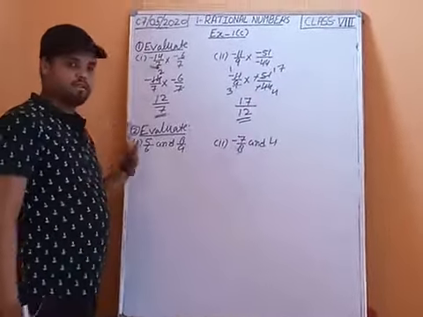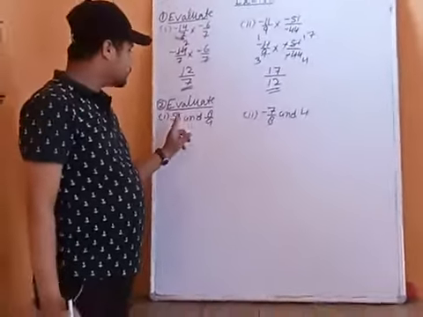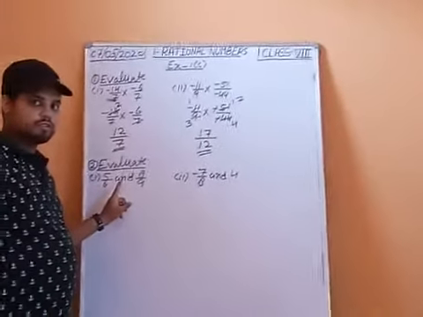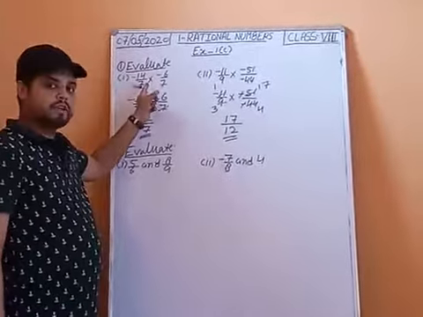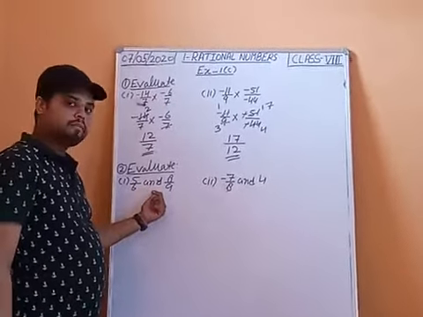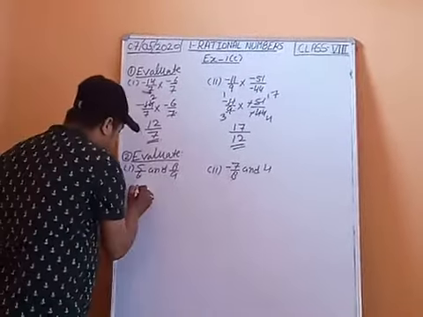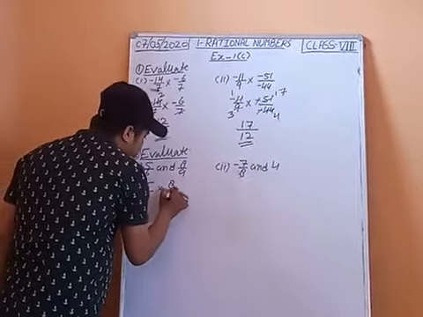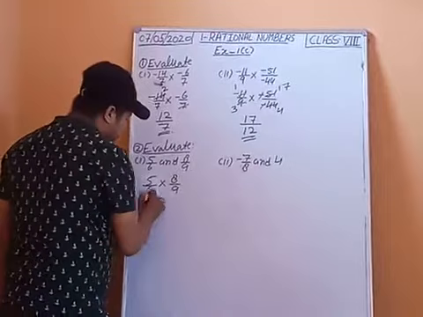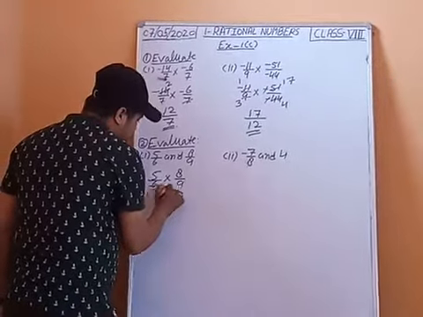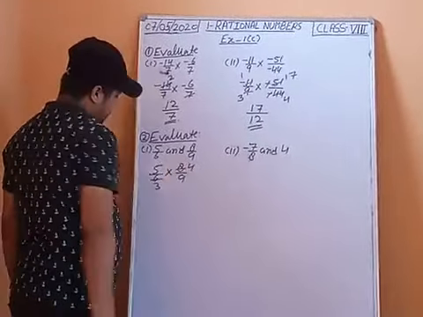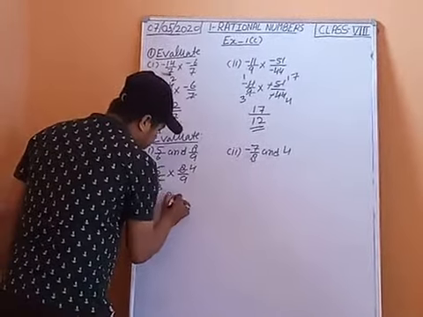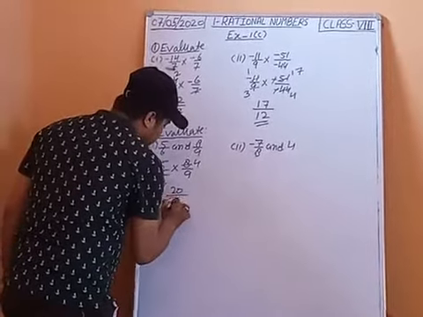This second sum, evaluate. This sum is also the same. But what is the difference? Here 'and' is written in the question, but here it is direct multiply. So in place of 'and' we will write multiply first. So 5 upon 6 multiply 8 upon 9. Divide: 2 3s are 6, 2 4s are 8. Not any other number. So 5 4s are 20, 9 3s are 27.